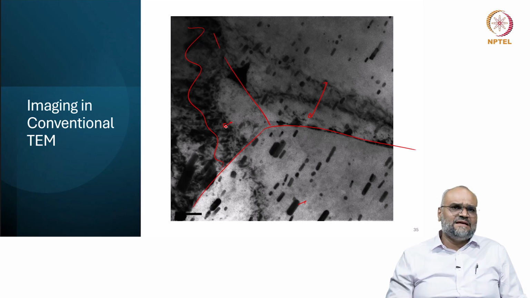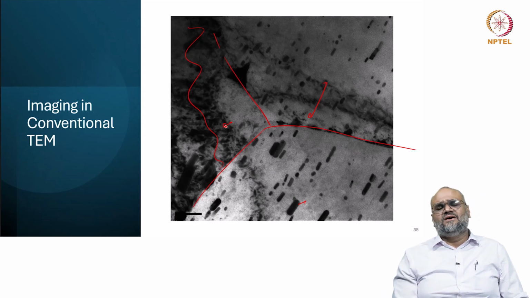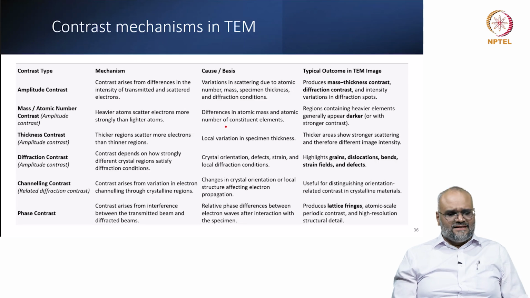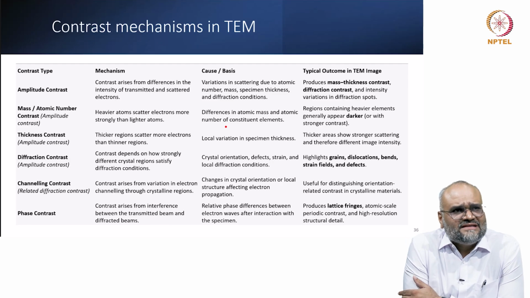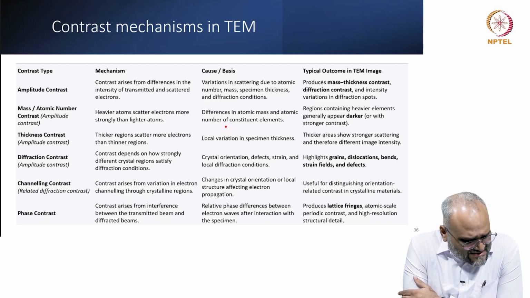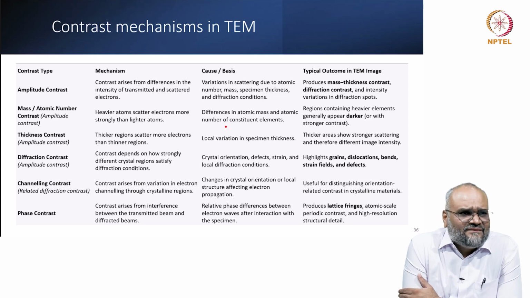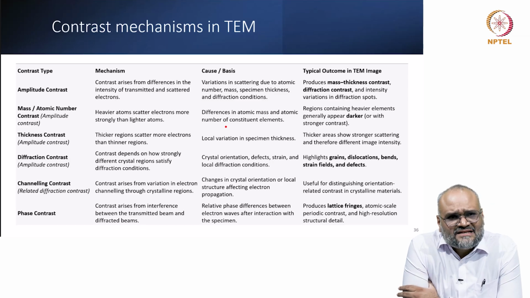What you are representing in this image is the distribution of amplitude over 2 dimensions that you are recording on the fluorescent screen or on your CCD camera. If I try to understand the contrast mechanisms in TEM, we have summarized them with these details. Primarily, you have either the amplitude contrast or the phase contrast. In amplitude contrast, you have the mass or atomic number contrast, then the thickness contrast, the diffraction contrast, and then the channeling contrast, which is also related to the diffraction contrast. Then you have the phase contrast, which arises from interference between the transmitted and the diffracted beams.